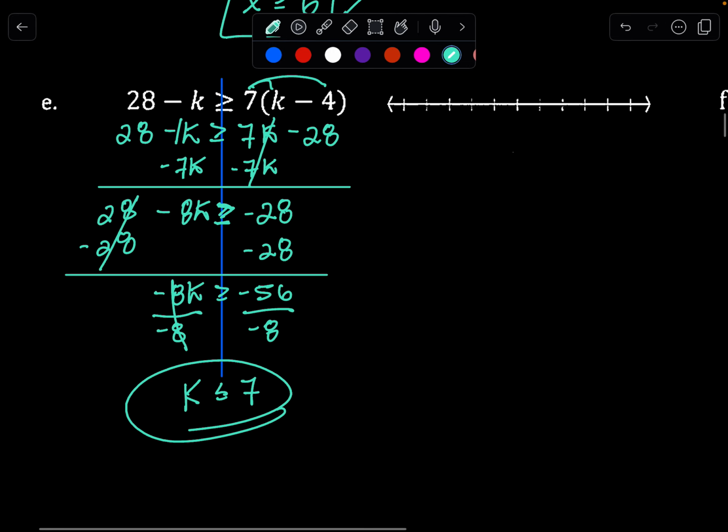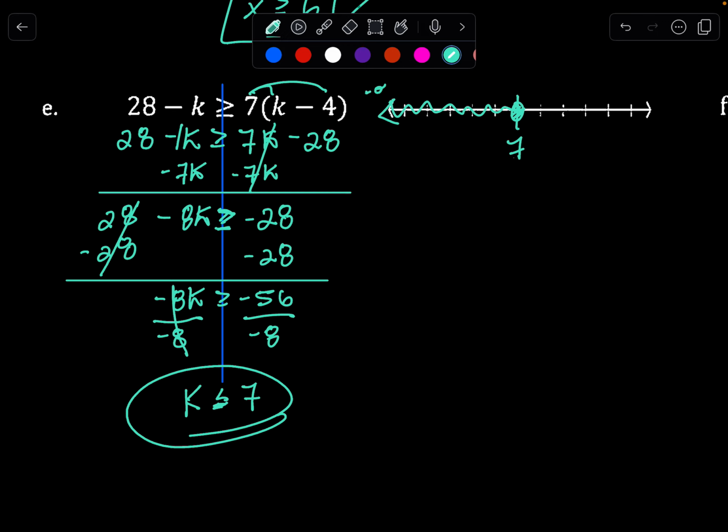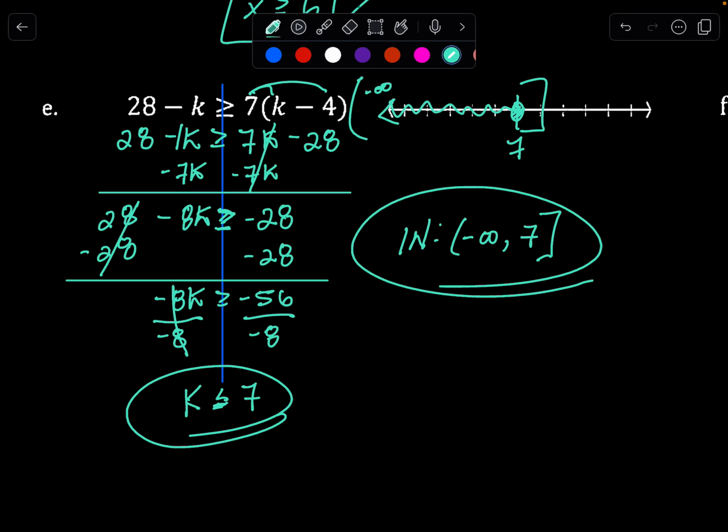Go to your number line. Have a 7 here. Closed circle because it's an equal to. So it's k is less than or equal to because of this line underneath it. Shading towards the left, negative infinity. So parenthesis on the infinity; if it's a closed dot, it's a bracket. Your interval notation in this case should be parenthesis, negative infinity, comma, 7 bracket. There you go. Answers 1, 2, and 3.